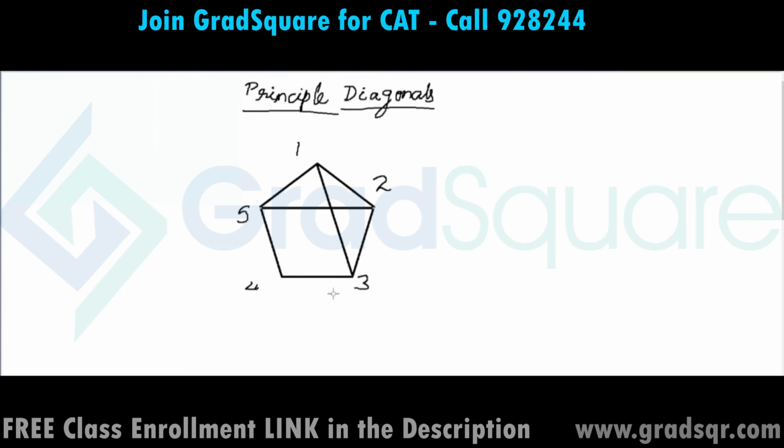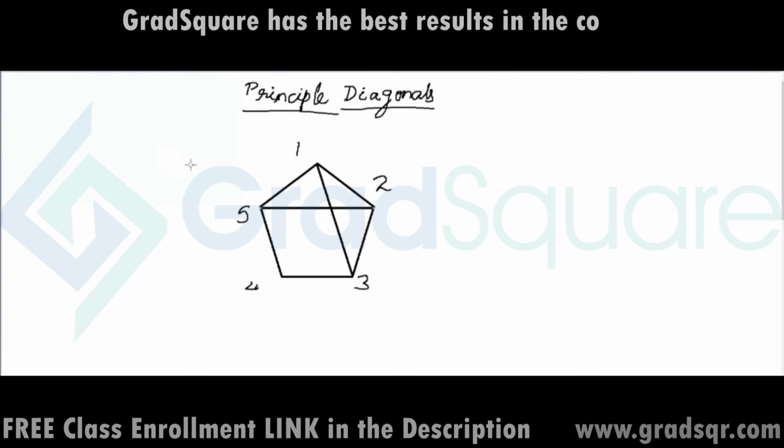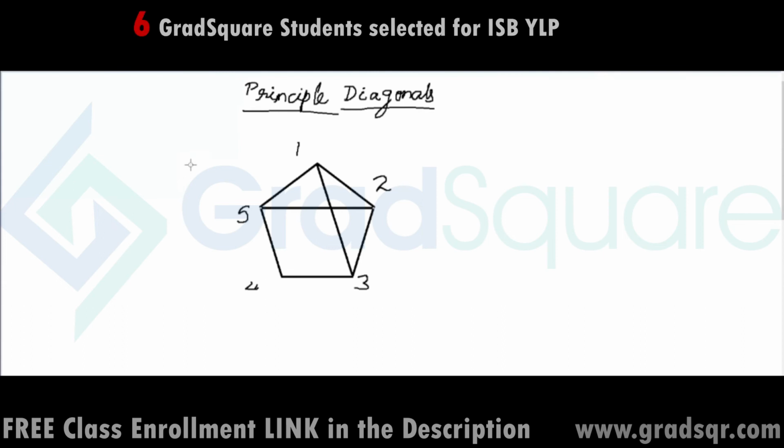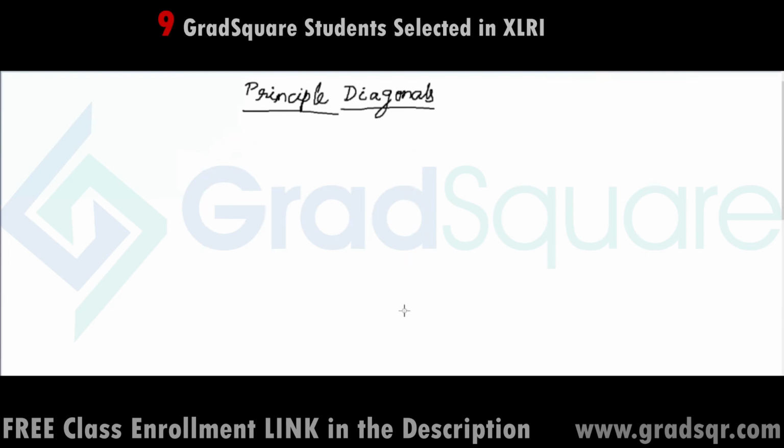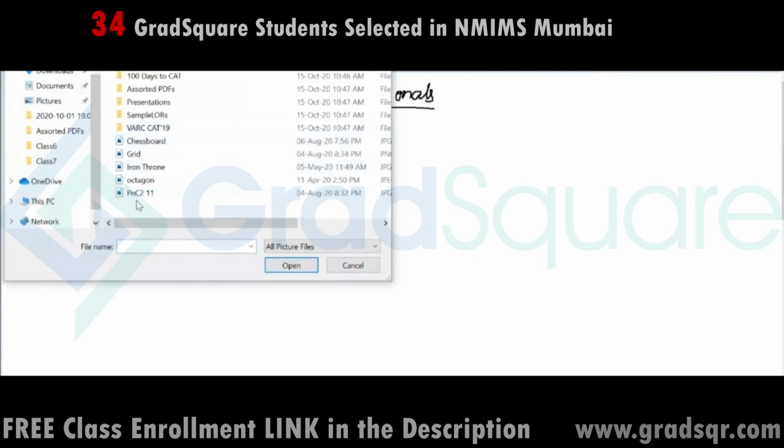So what we are learning here is that the concept of principal diagonals cannot exist in the case of polygons with an odd number of sides. Why? Because in polygons with an odd number of sides, no two vertices are exact opposite of each other. So the concept of principal diagonals can exist only in the case of regular polygons with an even number of sides.